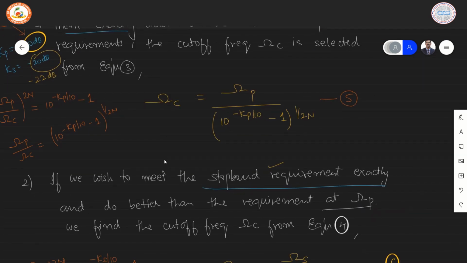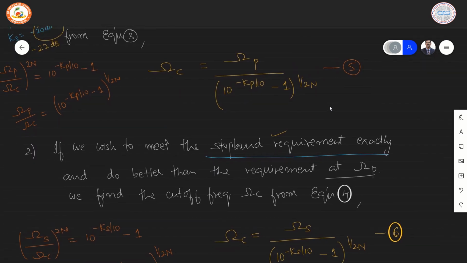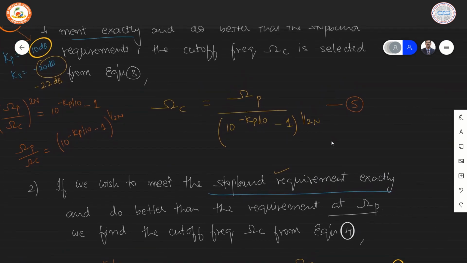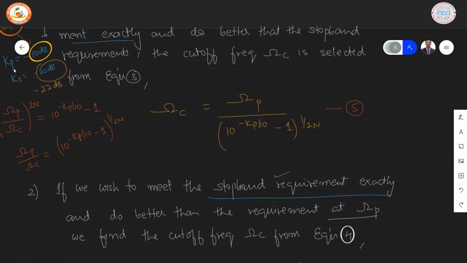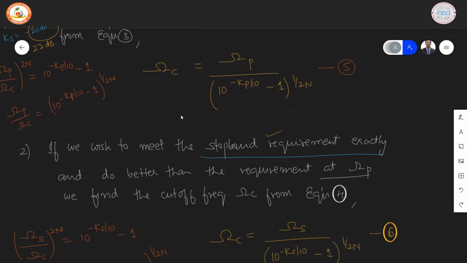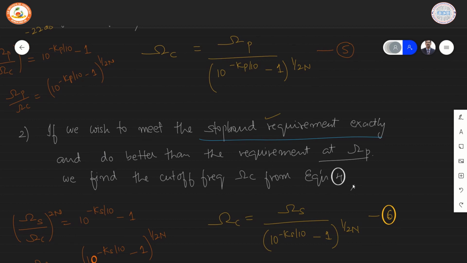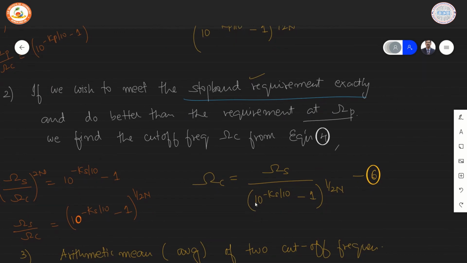If we wish to meet the stop band requirement exactly, so this time in case 2, we want to match the parameter ks exactly and do better in the pass band. For this, we have the equation which is arrived from equation number 4, and it's a similar looking equation except for the fact that omega p changes to omega s and kp changes to ks. So we have already discussed the procedure for finding this equation, and this is numbered as equation 6.